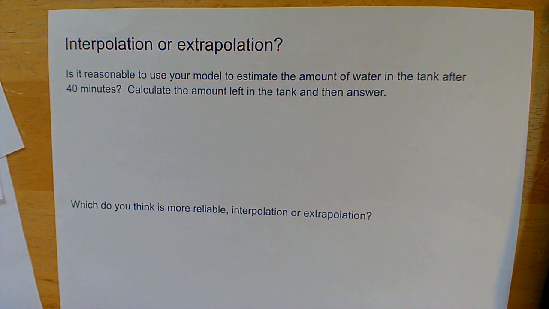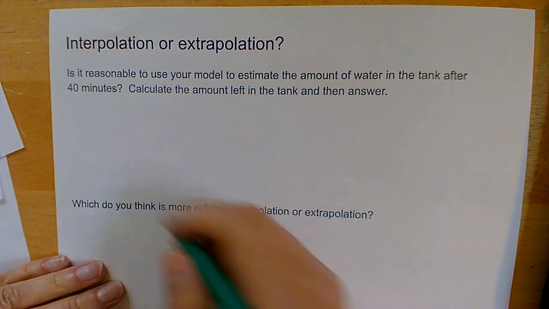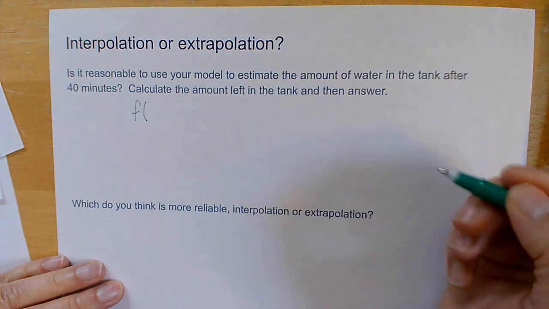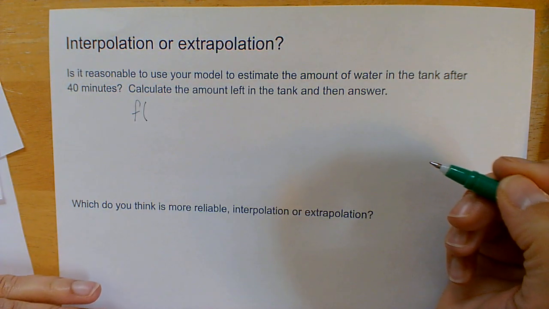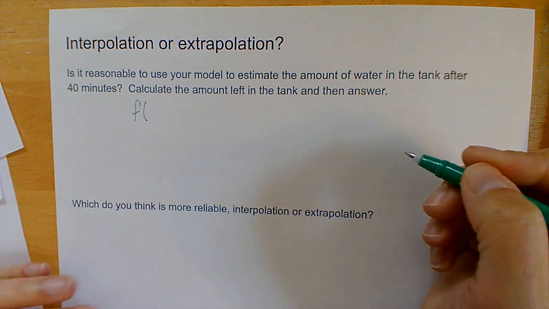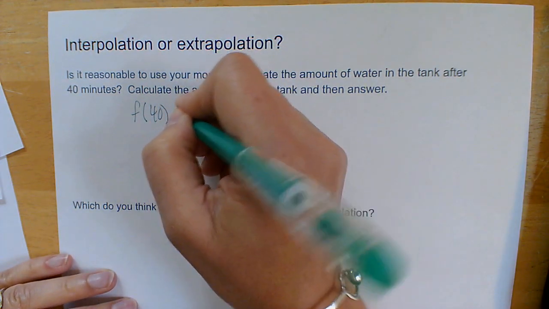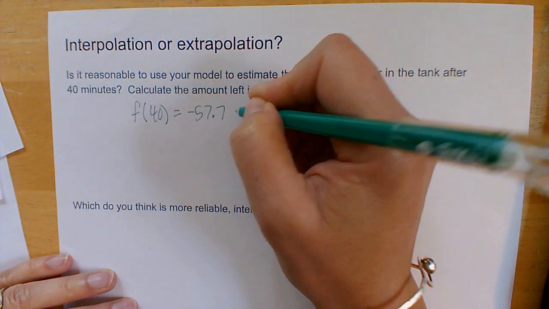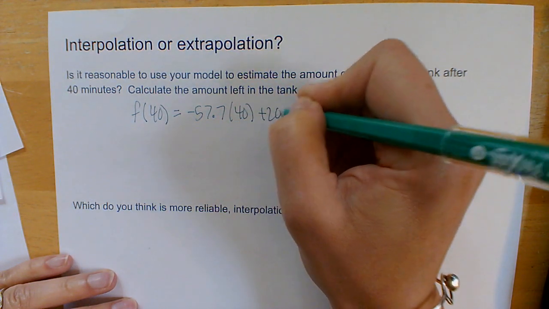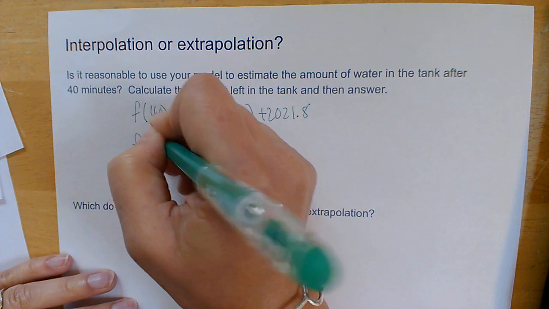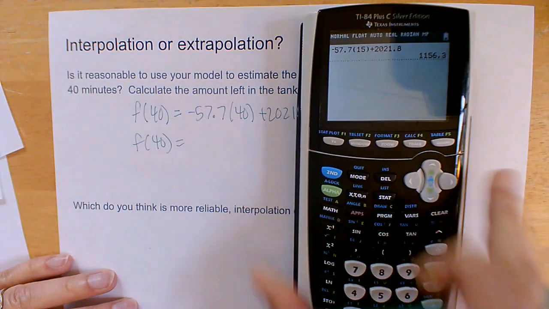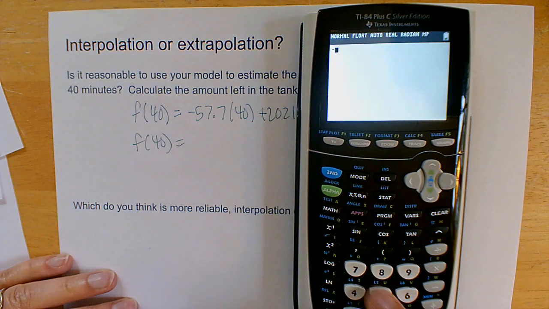Interpolation versus extrapolation. Is it reasonable to use your model to estimate the amount of water in the tank left after 40 minutes? Let's calculate it and then take a look. So you can make a guess. I'm thinking 40 minutes, that's a long time. I'm wondering if it's actually going to run out. That's where my mathematical thought went. So we're going to substitute 40 into our equation. And let's see what we get. So we're going to do negative 57.7 times 40 plus 2021.8.